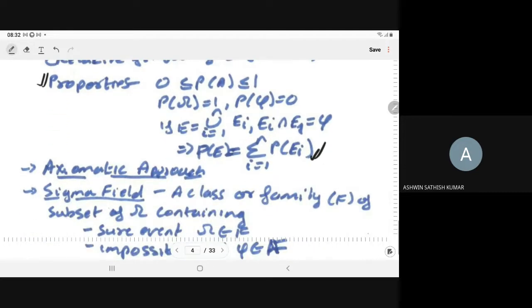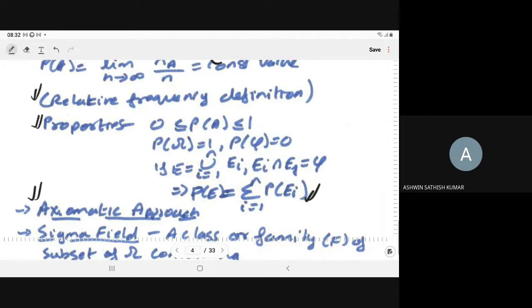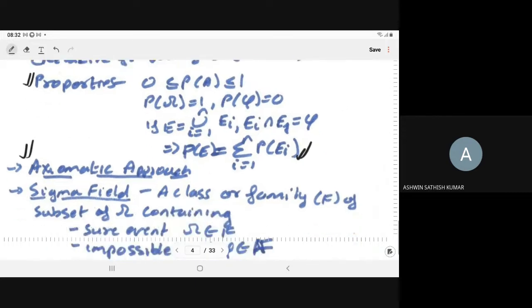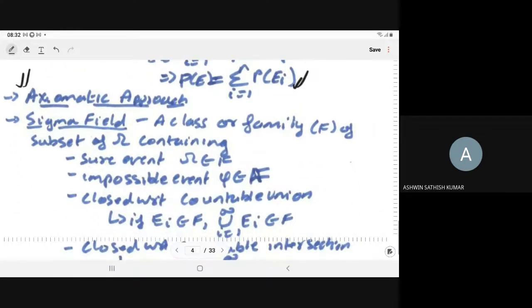Before seeing the details of probability theory, first we define the most important definition of probability, that is the axiomatic definition. So what is the axiomatic definition? In the axiomatic definition, we will cover the relative frequency definition also. Before the axiomatic definition, we have to understand the following terms.